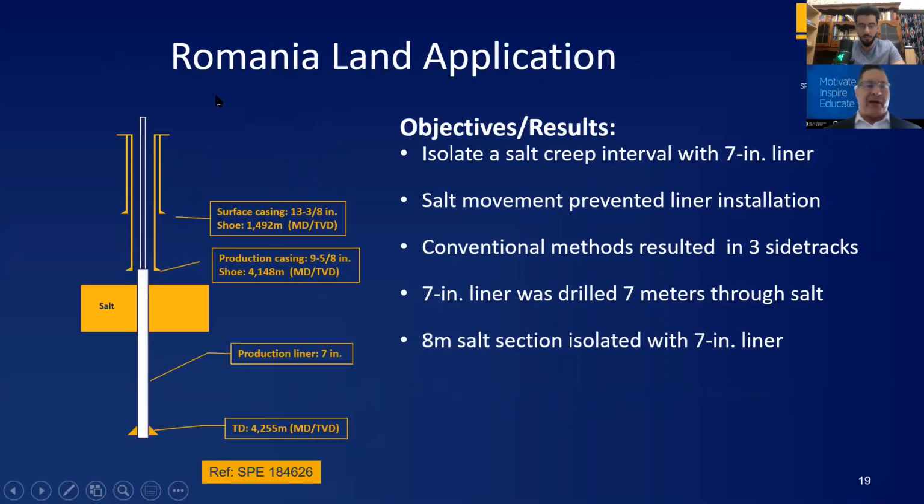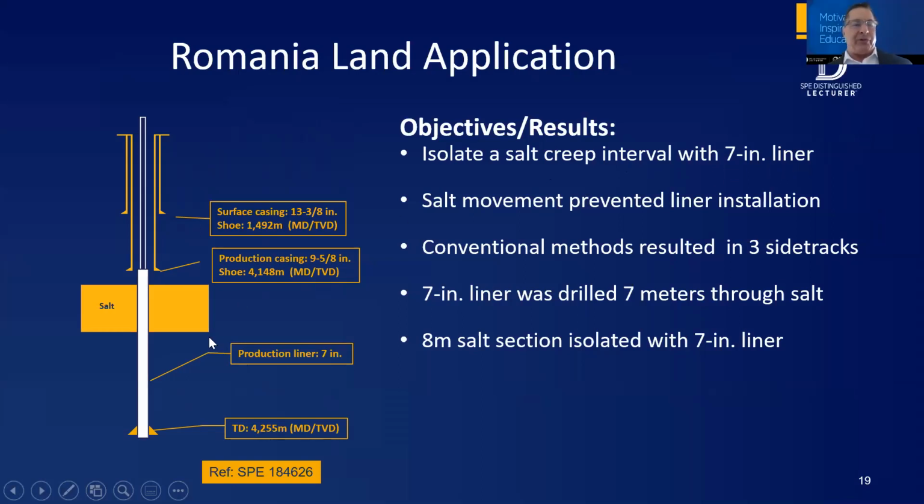Third application I've got here is the first liner drilling job done in Romania, OMV. The issue here was isolating a mobile salt. They called it a salt creep interval. They had to run a 7-inch liner through it. So they had a 9 5/8-inch casing set at 41-48 meters. Immediately below it, they had this salt section, and the salt section was only 8 meters, and they had shale below it. So the objective was to get below this salt, isolate it with casing, and go on and drill to TD.